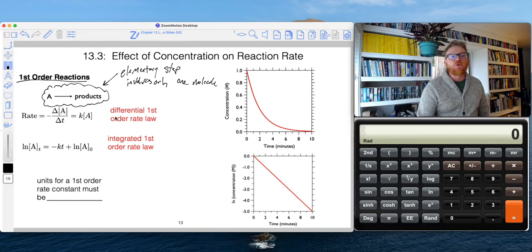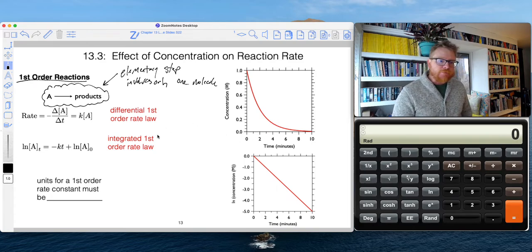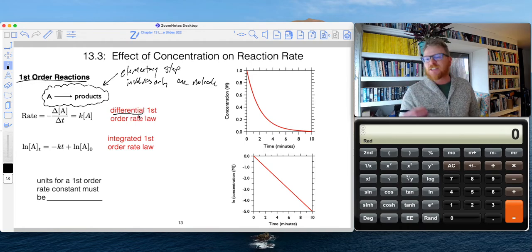Okay, so if we were to look at the rate law, and I'm here calling this the differential rate law. That's for the calculus lovers. We could just kind of think of this as the rate law, okay? So rate equals negative delta A over delta T, and that equals K times A to the first power. Very simple rate law, okay?